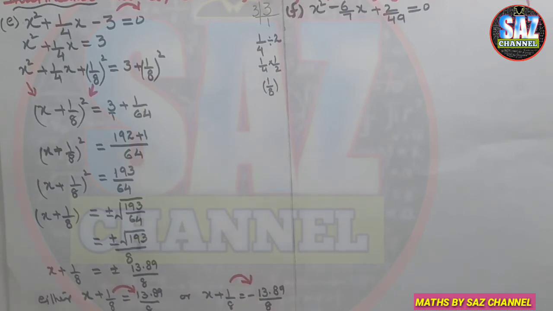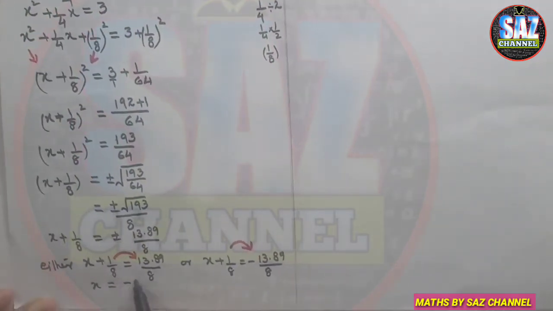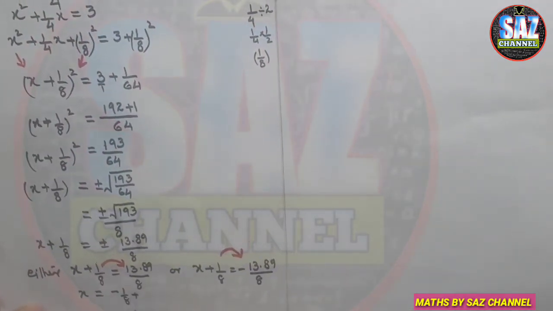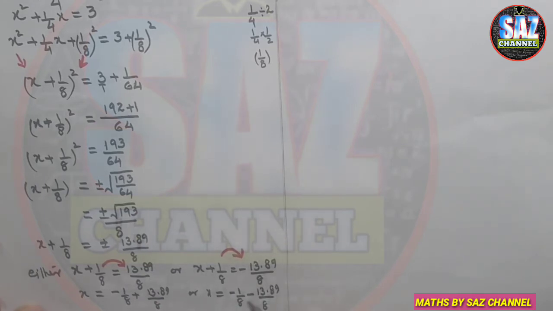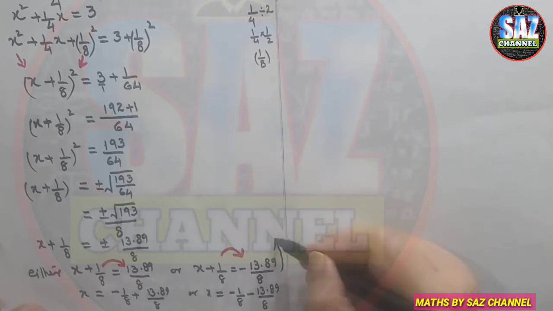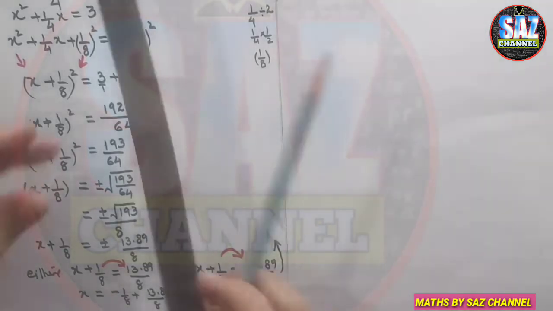So it will take the form x equals minus 1 by 8 plus 13.89 upon 8, or x equals minus 1 by 8 minus 13.89 by 8. Let's move to the upper part of the page and I'll solve the question over there.